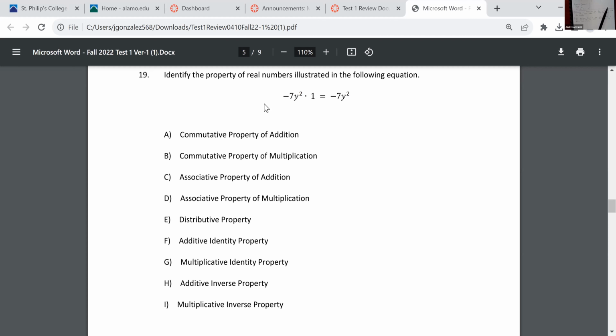Is that commutative? Property of addition? They all cancel out. Oh, wait, no, it's the commutative property of multiplication. It's not associative because there's no parentheses, right? It's definitely the additive inverse property. No, it's the commutative property of multiplication.